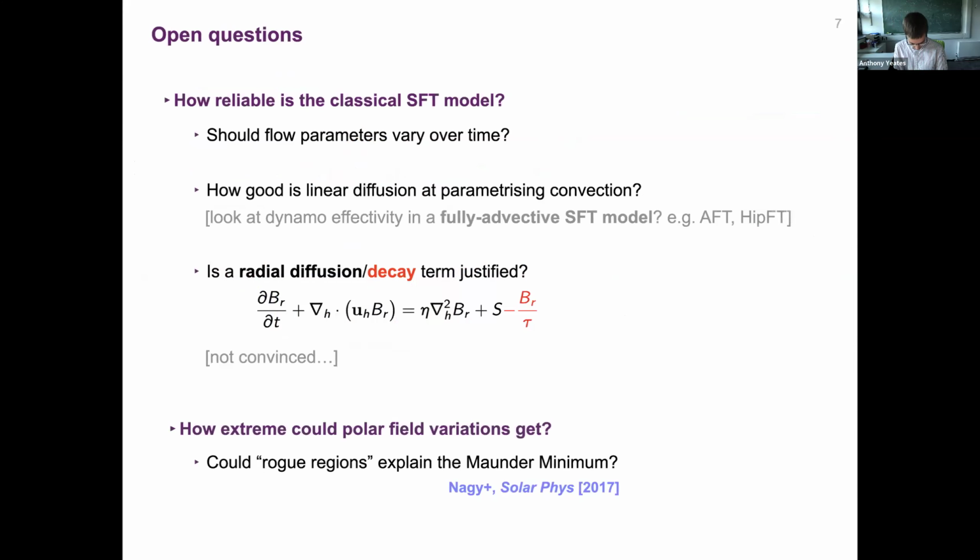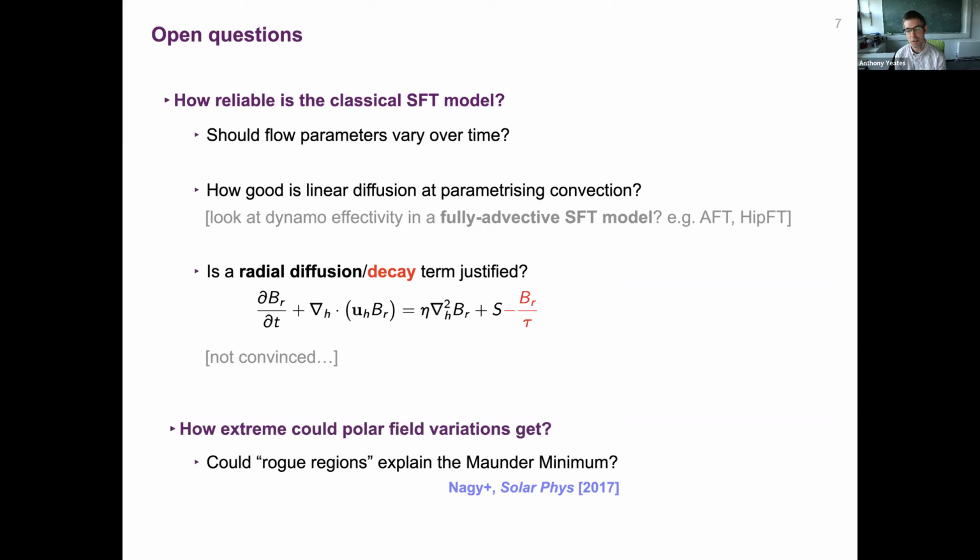So I'm just going to finish with some open questions that we may or may not want to take up in the discussion. What's interesting to me about trying to predict the polar field is, how good is this kind of classical model that I've been using? Do its parameters need to vary over time to represent the real sun, like the radial flow speed or whatever? Should it even be a linear process in the first place? Are there non-linearities in the flows that matter?